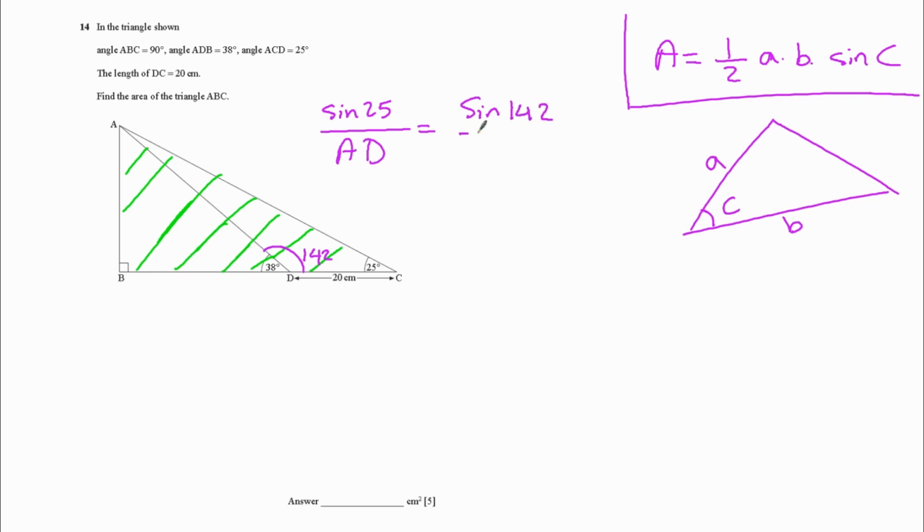equals, so this is 142 and that is 25. We can also find what that angle is. That angle would be 180 minus 142 minus 25. So if we do that, that would be 13. So this angle is 13. So that would be equal to sine of 13 over DC, which is 20.